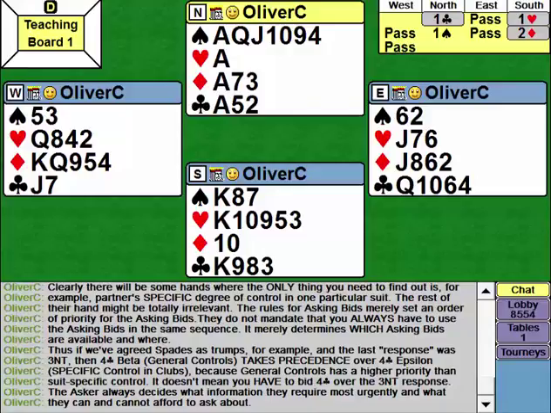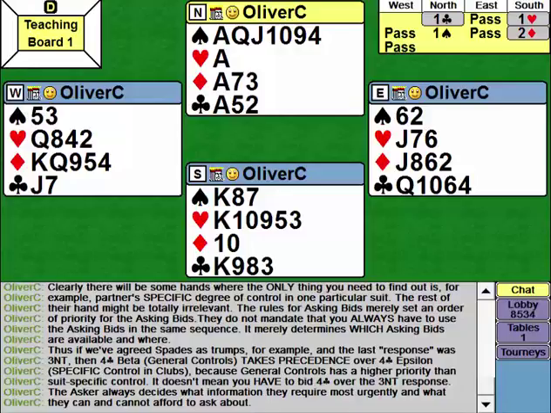Okay, so take that situation here. We've agreed spades as trumps. And supposing the last response was three no trumps, and we didn't yet know how many controls partner had in their hand, then four clubs beta would take precedence over four clubs epsilon, because finding out about how many controls they have is more important than finding out what degree of control they've got in clubs.